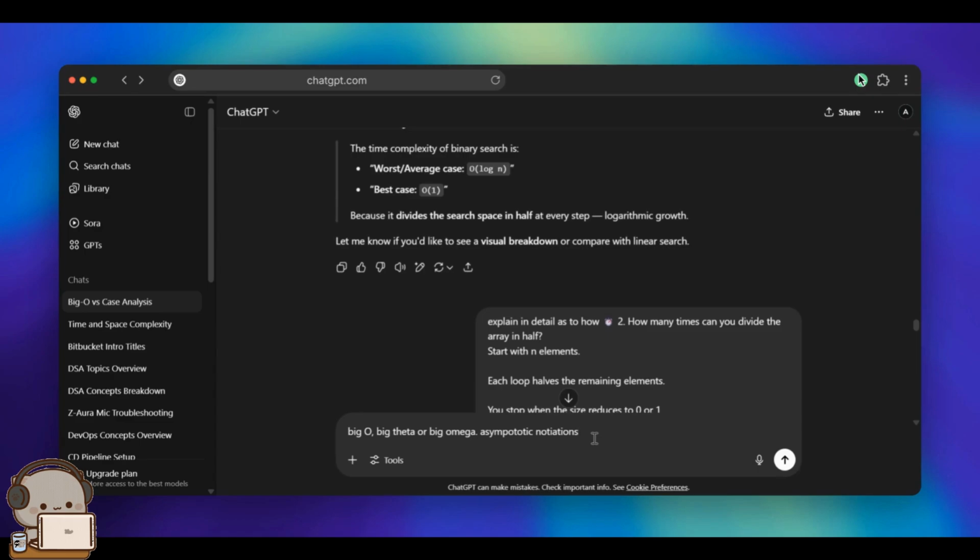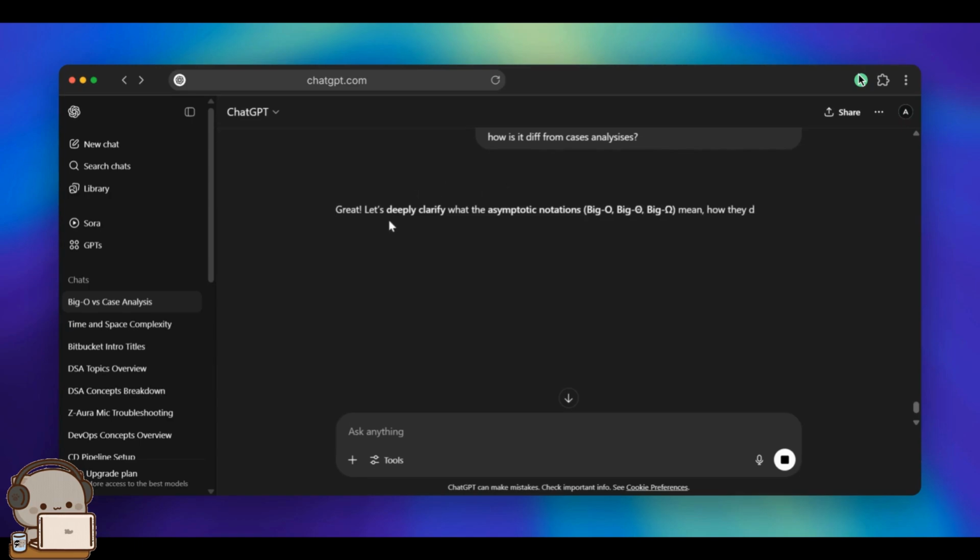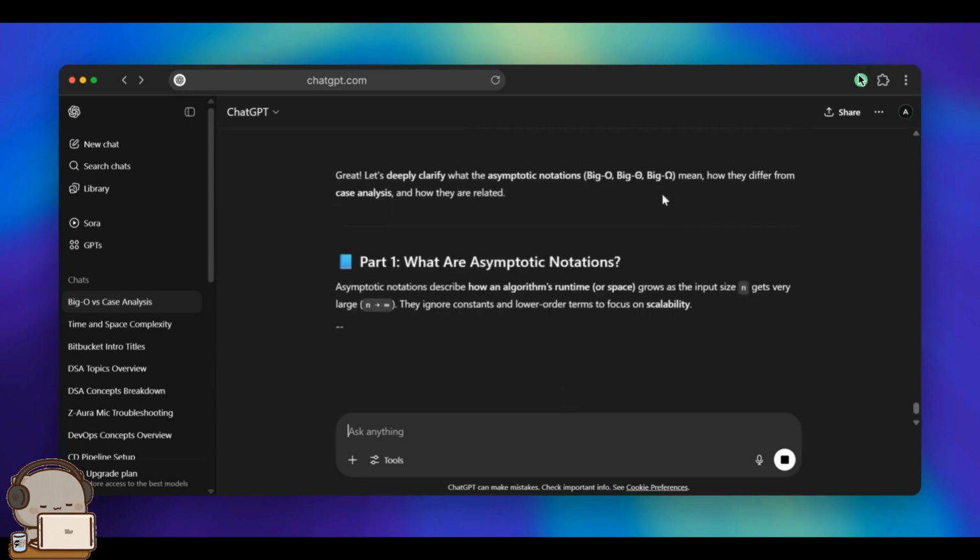I would like to know what exactly the asymptotic notations are and how they are actually different from case analysis. Not sure if it's a plural for that, but let's see. So big O, big theta, and big omega, they are different. How do they differ from case analysis and how are they related?